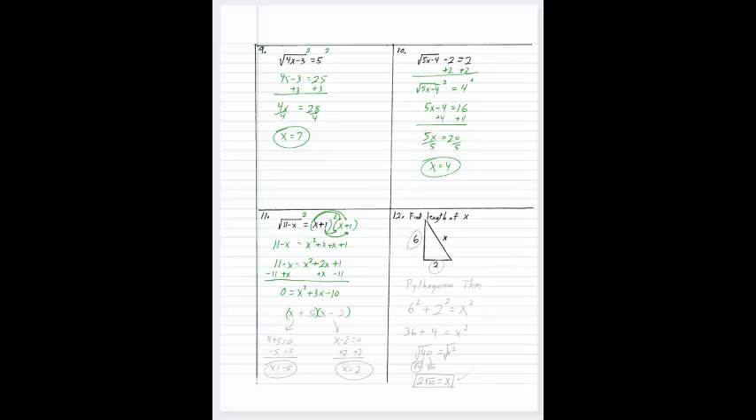X squared becomes x and x. Two numbers that make 10 are 5 and 2. And we can get 5 and 2 to make 3 if 5 is positive and 2 is negative. Once you have this set up, the next step is to split this into two problems. So we'll have x plus 5 equals 0 and x minus 2 equals 0. I'll subtract 5, so x equals negative 5, and add 2, so x equals 2. And there's our answer.